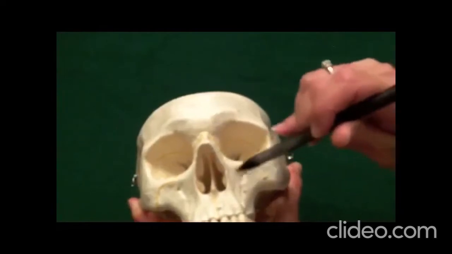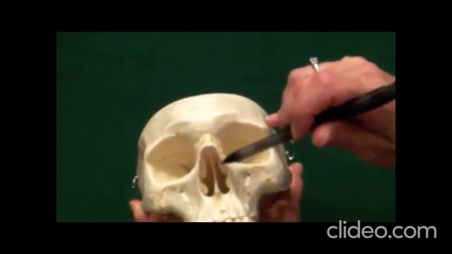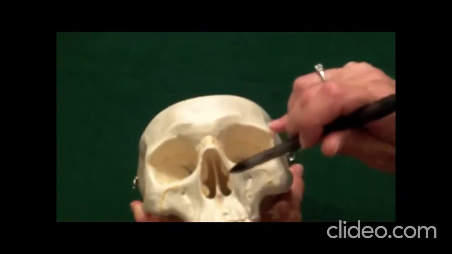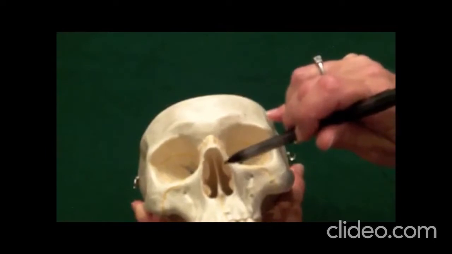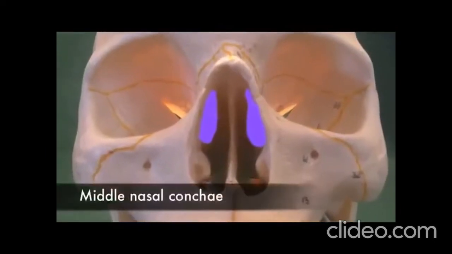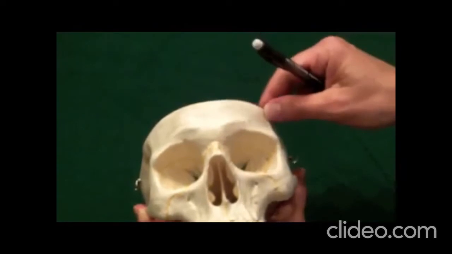We can also see two of the three nasal concha. We can see the inferior nasal concha, which are bones on their own. We can see the middle nasal concha, which are landmarks of the ethmoid. And the superior nasal concha are never visible from this view. Those are also landmarks of the ethmoid.